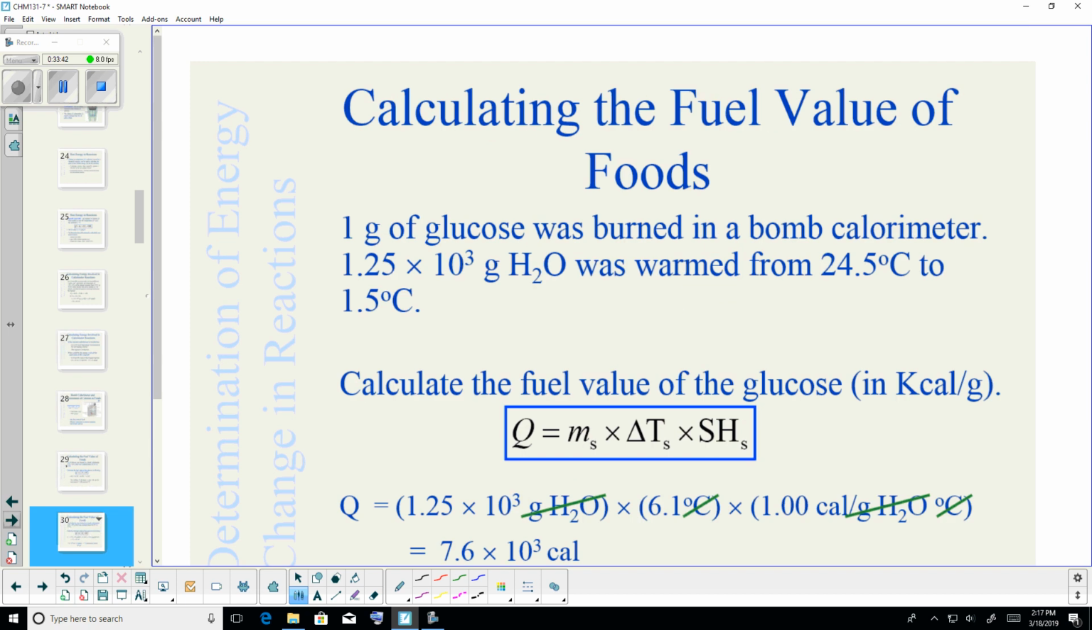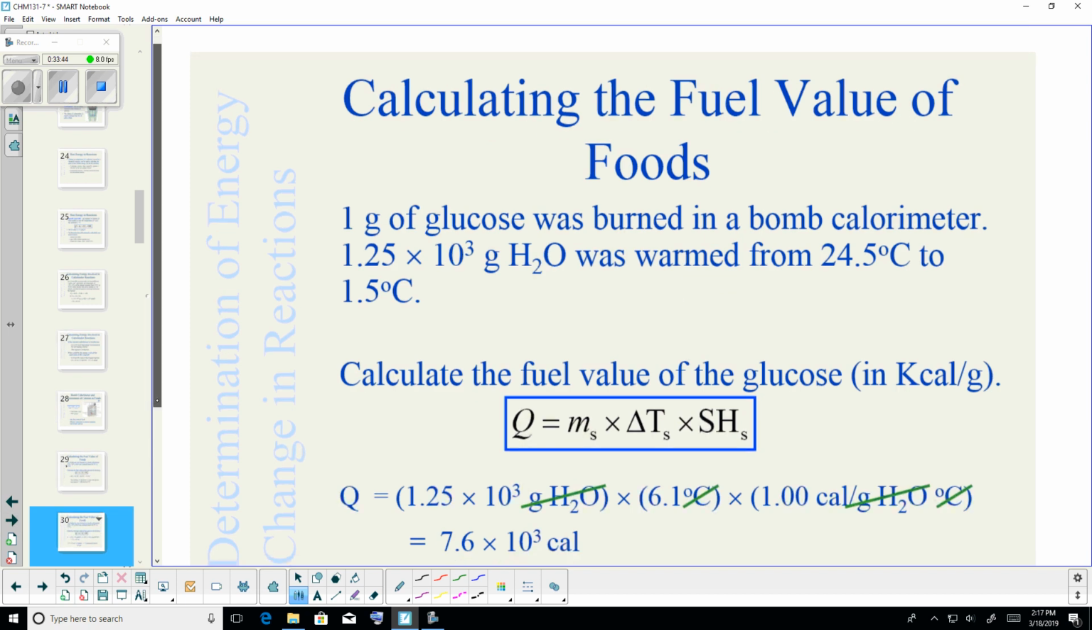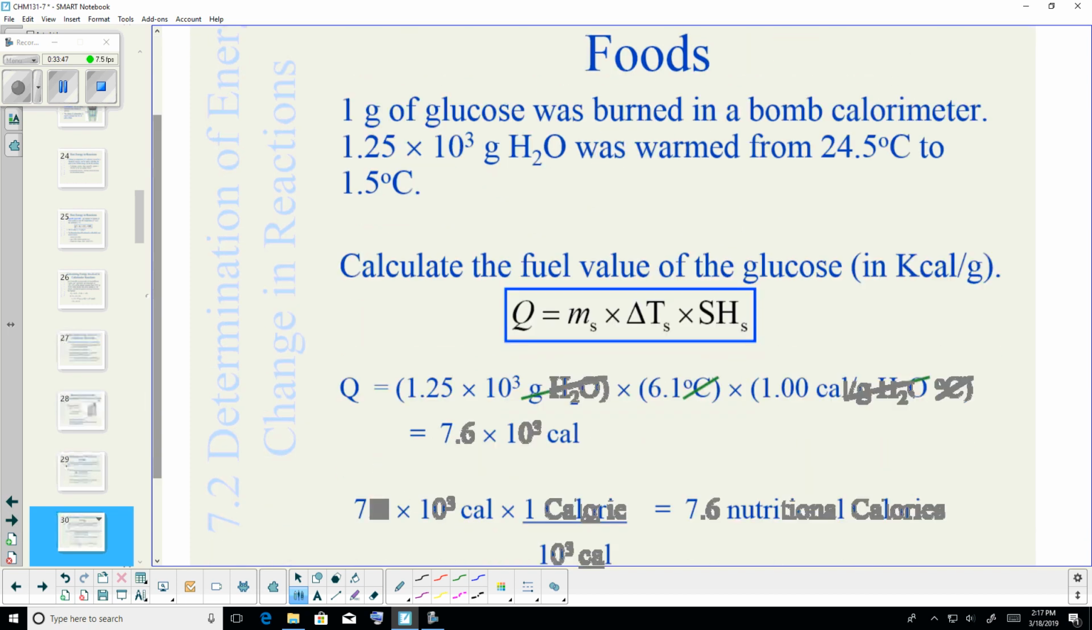And we go here. So we put what's in there. This was the weight of the water, temperature change, specific heat. The Q is 7.6 times 10 to the third calories, which is 7,600 calories, or 7.6 nutritional calories, divided by 1,000. So 1 gram of glucose contains 7.6 nutritional calories.